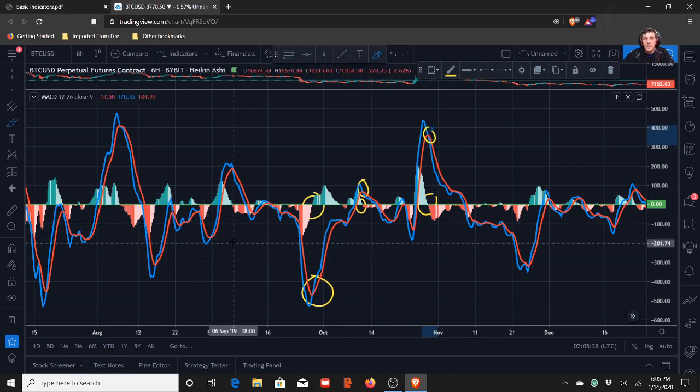And another thing to make note of too, when the blue line is riding above the red line, we are in an uptrend, and vice versa. Or not in an uptrend, but the price is moving up, okay? And vice versa. When the blue line is underneath of the red line, the price is moving down. I almost said downtrend, but yes and no. It just means that the price action is moving down, okay?